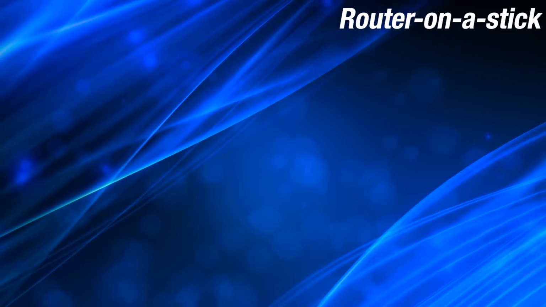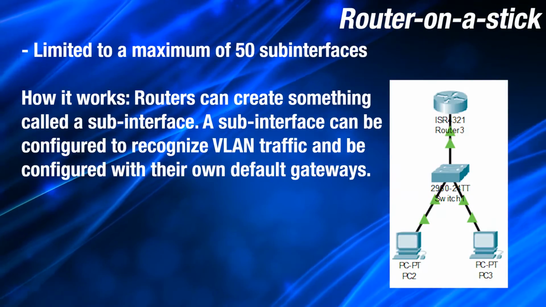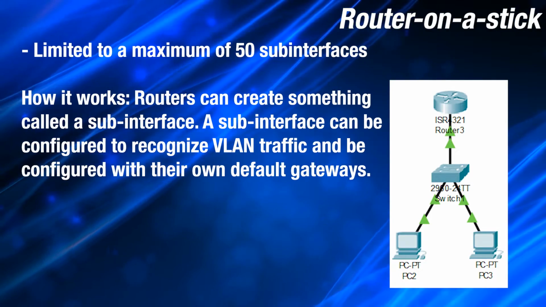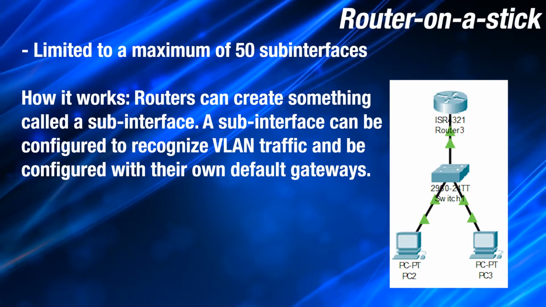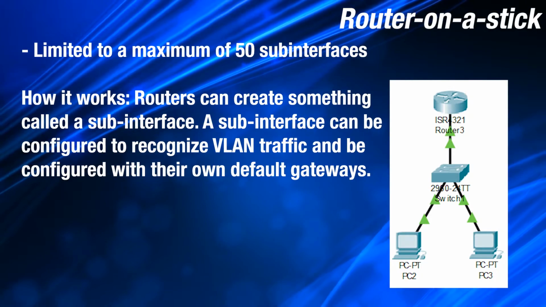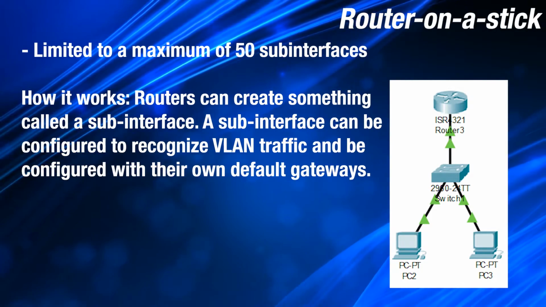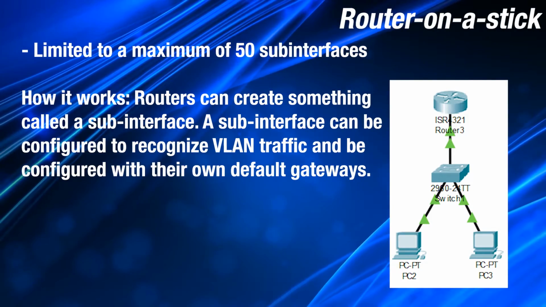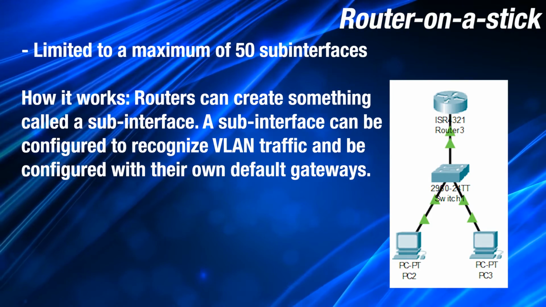Router on a stick is a newer method for inter-VLAN routing. This requires us to create something called sub-interfaces. Now, we only need 1 physical router link for this to work. To begin, we need to create VLANs on the 2 switches, assign VLANs to the respective ports, and we need to configure our respective hosts with their information such as IP addresses, subnet masks, and default gateways.